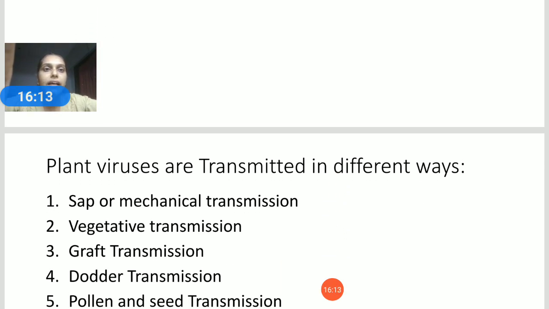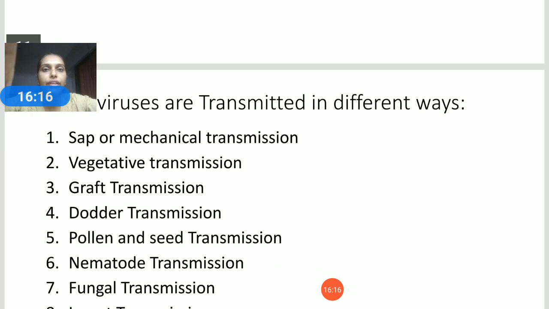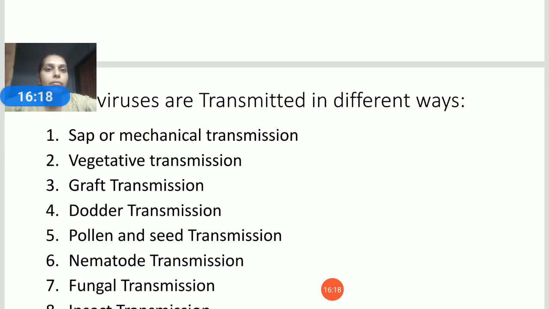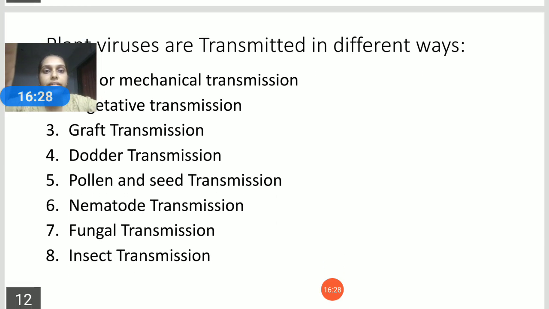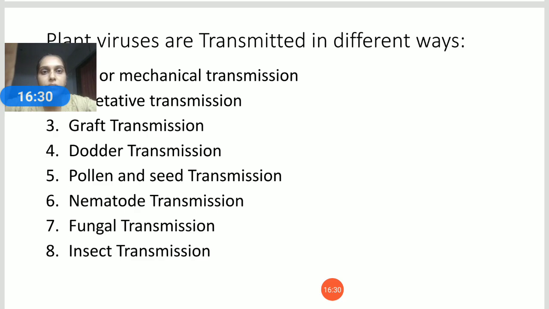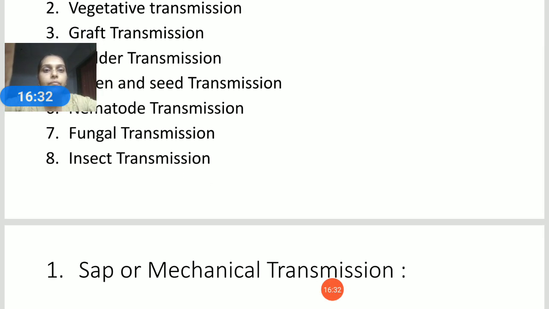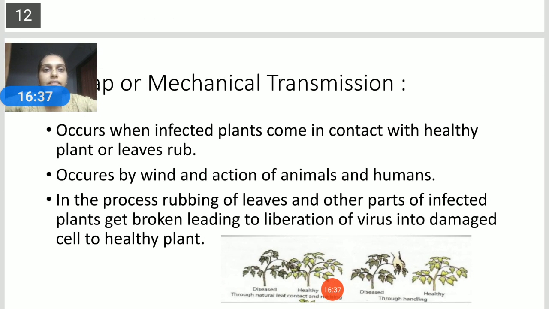Plant viruses are transmitted in different ways, like sap or mechanical transmission, vegetative transmission, graft transmission, dodder transmission, pollen and seed transmission, nematode transmission, fungal transmission, and insect transmission. Right. So we will see them one by one, starting with sap or mechanical transmission.